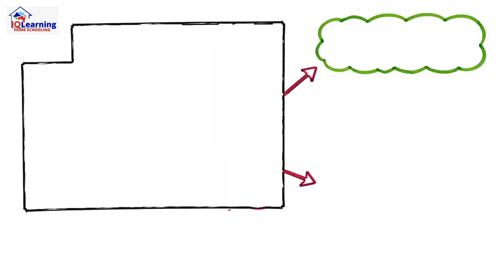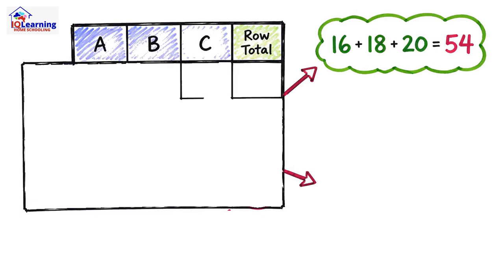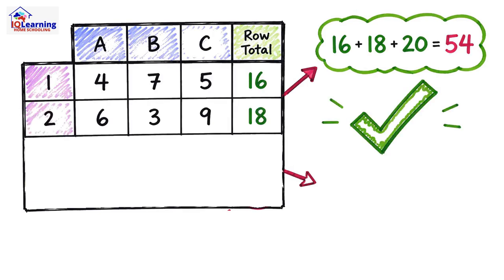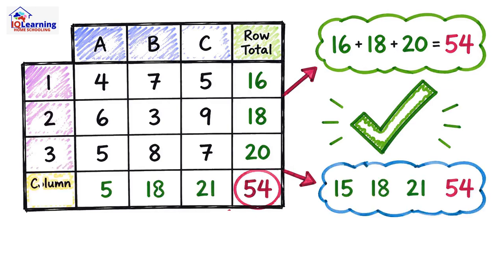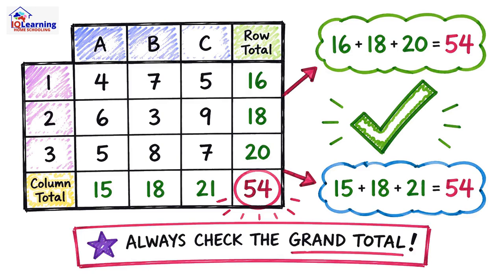And here's a code tip. Always check the grand total. The sum of all the rows and the sum of all the columns must match the number in the bottom right corner. If they don't, the table has an error.